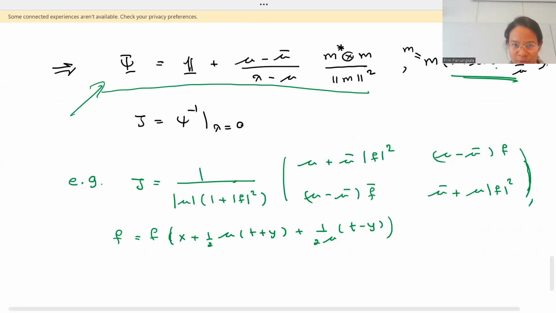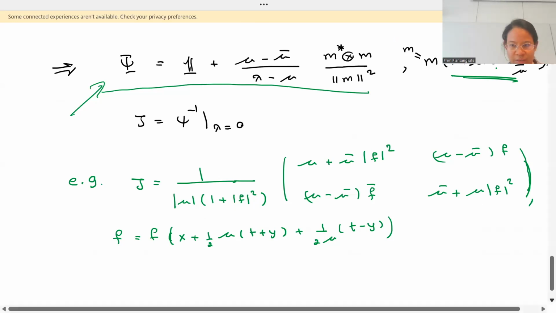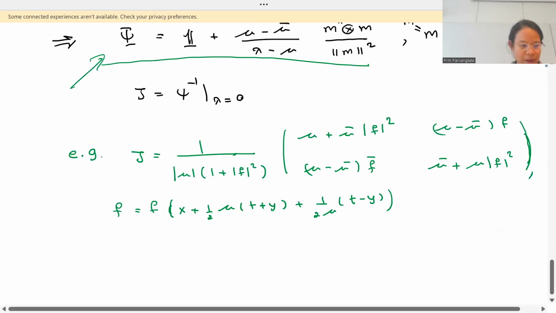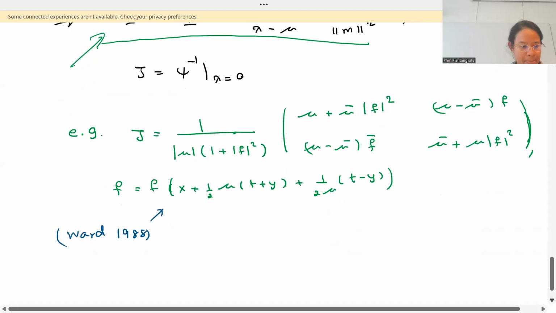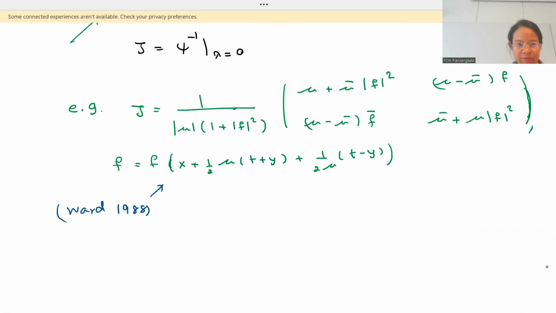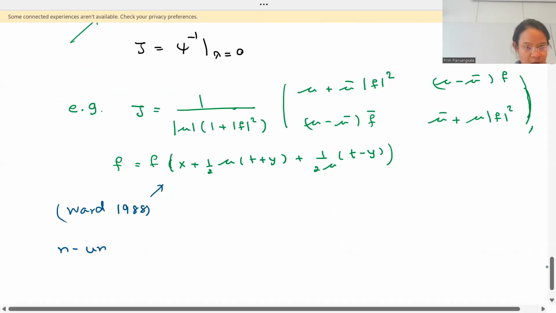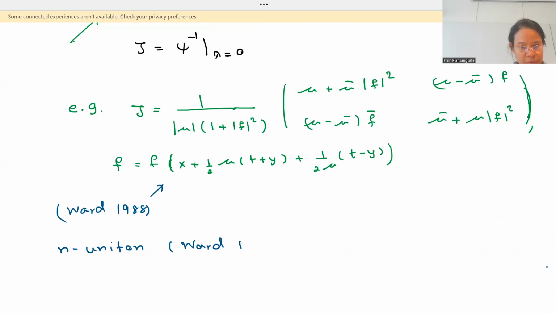And I think I will give you the reference. Apart from Ward 1988, which has this solution, in this paper there are more solutions which exhibit many lumps, many solitons, but there is no interaction. But for interaction, there is a class of solution called n-unitons, in the paper by Ward again, 1995.